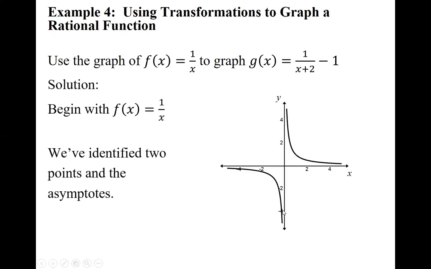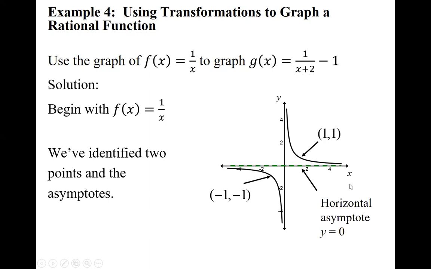So begin with 1 over x. It has 2 points that we know, 1, 1, and -1, -1. We know the asymptote is y equals 0. We're going to move that asymptote and those 2 points each down 1. And then we're going to move those 2 points left 2. Don't forget about that vertical asymptote. It's going to go left 2 as well.